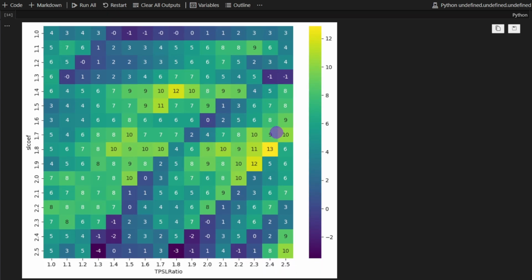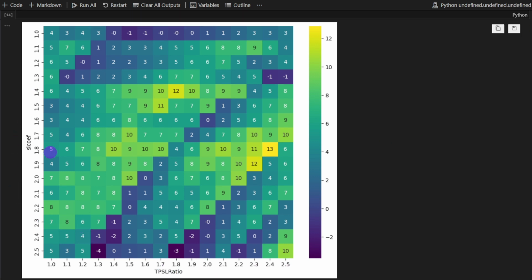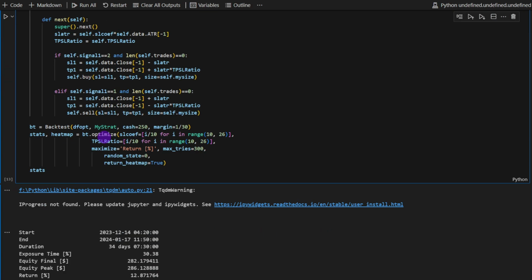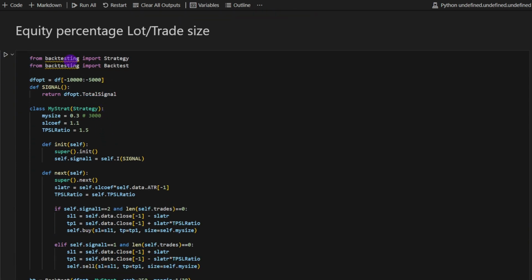We can plot the heat map, and we can see that it's here, taking into account the different take profit stop loss ratios and the stop loss coefficients, and these are the returns. So this is how you can take into account a fixed lot size. It's very simple.